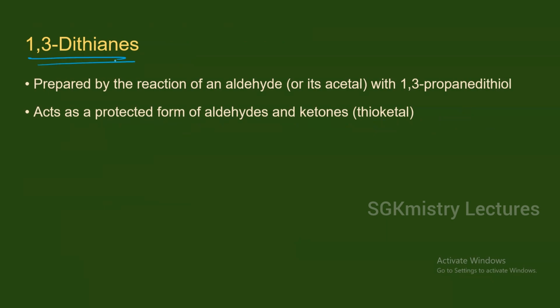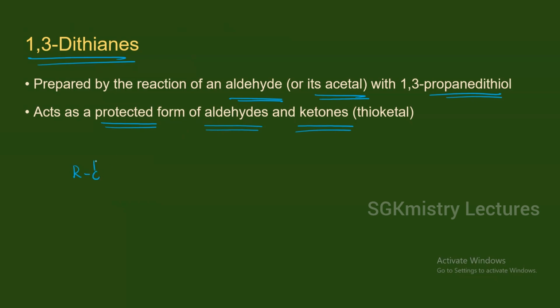Next, coming on to 1,3-dithianes. These 1,3-dithianes can be prepared by the reaction of an aldehyde or its acetal with 1,3-propane dithiol. So how is it produced? This is the method of preparation. And what is its main importance? It acts as a protected form of aldehydes as well as ketones. Whenever the aldehyde or ketone groups are susceptible to certain reagents, for protection of these groups you can use this particular method, in which 1,3-dithianes can be used for protection.